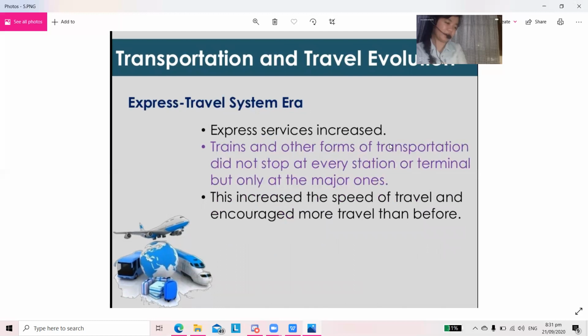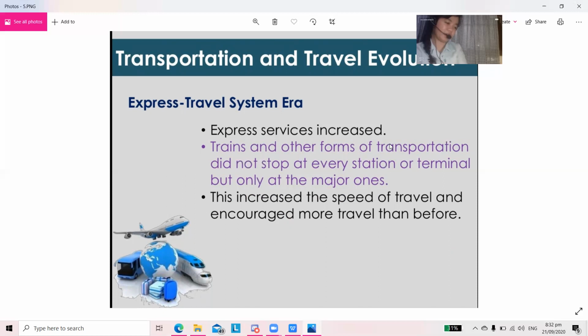Next, let's now proceed to the express travel system era. Express services increased. Trains and other forms of transportation did not stop at every station or terminal but only at major ones. This increased the speed of travel and encouraged more travel than before. So, although transportation developed, its speed improved. Instead of a travel time of 4 hours to reach the destination, it can now be 3 hours.